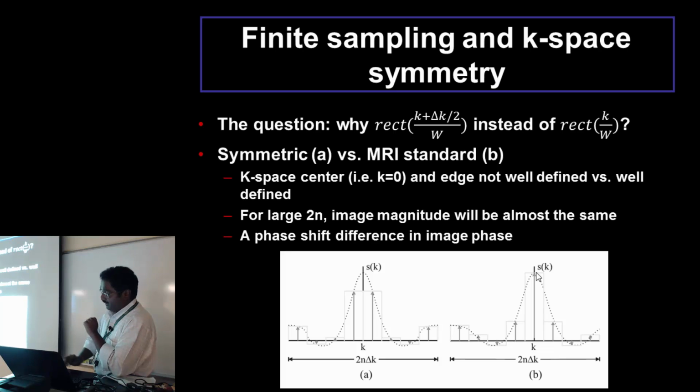So that is why your rect function is shifted by delta k by 2, so that you're sampling the center part of k-space, and you're able to reconstruct this reliably.